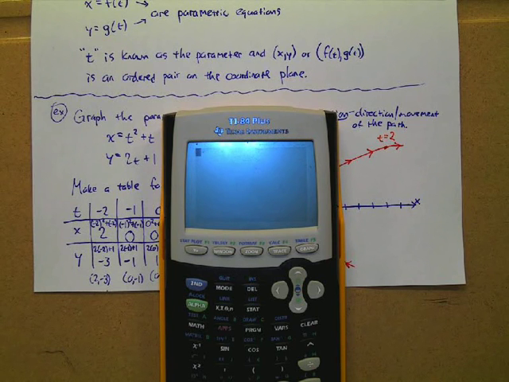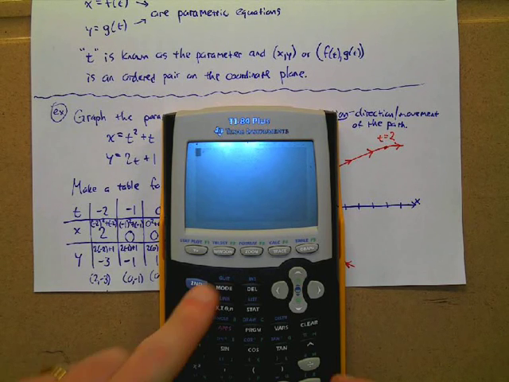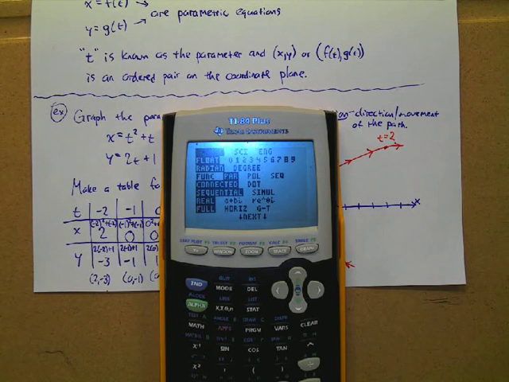Okay, so to graph this here, we're going to, first of all, press the mode button. Right now, your calculator's mode is set to function, which means you're using rectangular coordinates and only graphing functions. But we can change it. If you arrow over, you see the PAR, parametric.